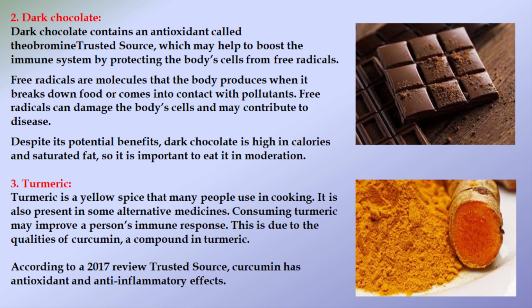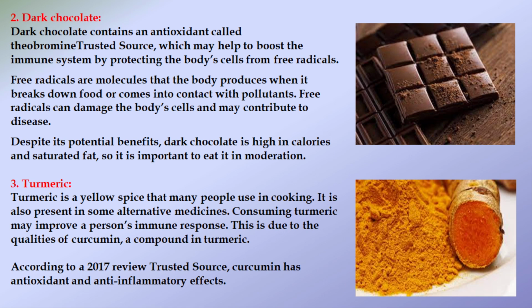2. Dark chocolate. Dark chocolate contains an antioxidant called theobromine, which may help to boost the immune system by protecting the body's cells from free radicals. Free radicals are molecules that the body produces when it breaks down food or comes into contact with pollutants. Free radicals can damage the body's cells and may contribute to disease.